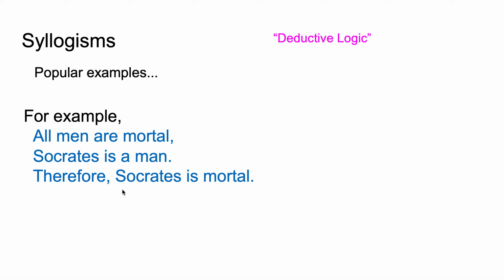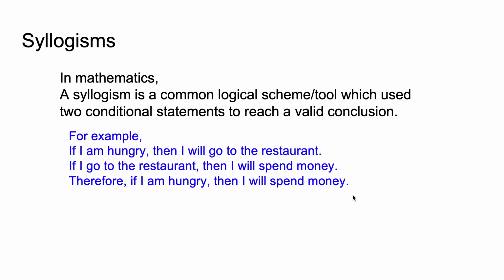So let's try and make it a little bit more formal. In mathematics, we want to use two conditional statements to reach a valid conclusion. So it looks like this. If I am hungry, then I'll go to the restaurant. That's a conditional statement. Here's another one. If I go to the restaurant, then I will spend money. Therefore, I can synthesize these two, saying, if I'm hungry, then I will spend money. These sort of cancel out.